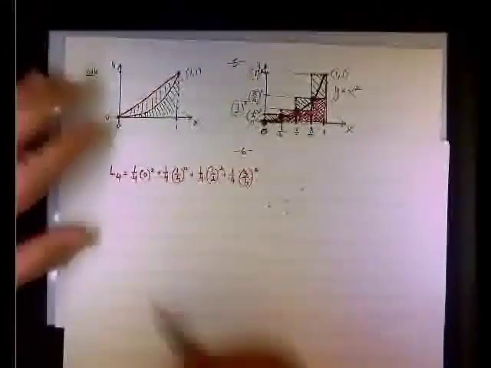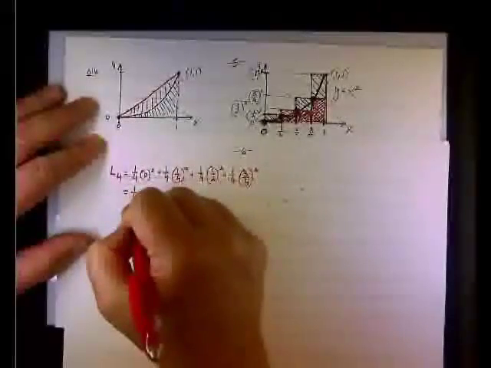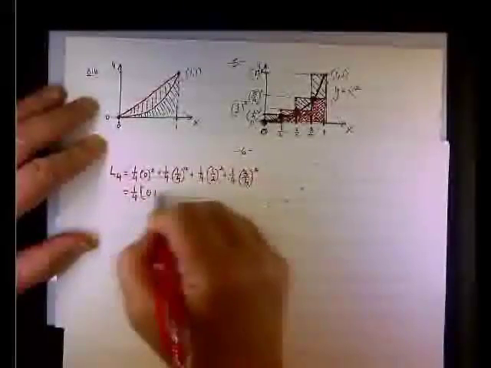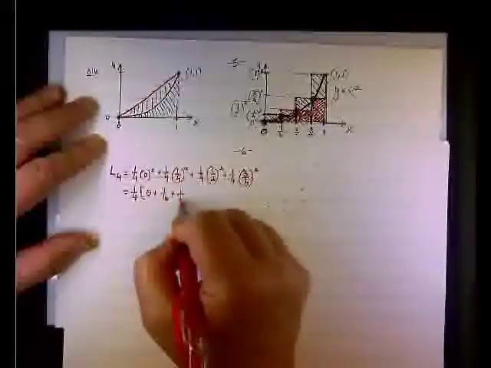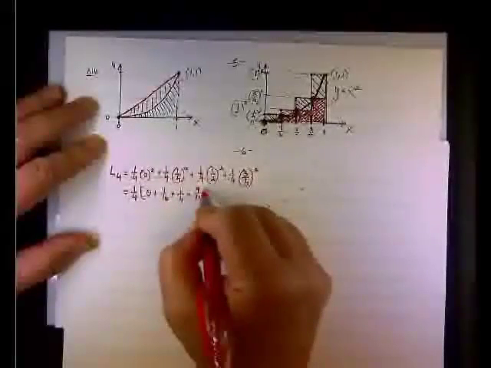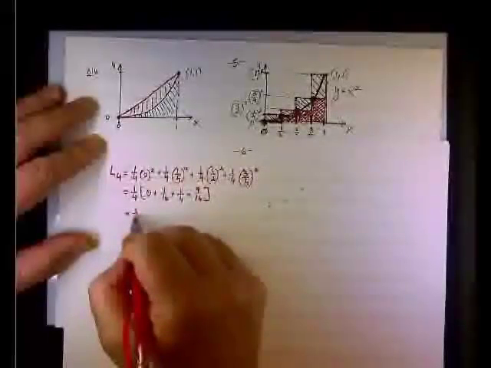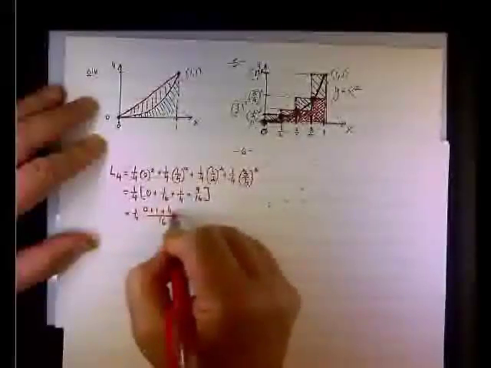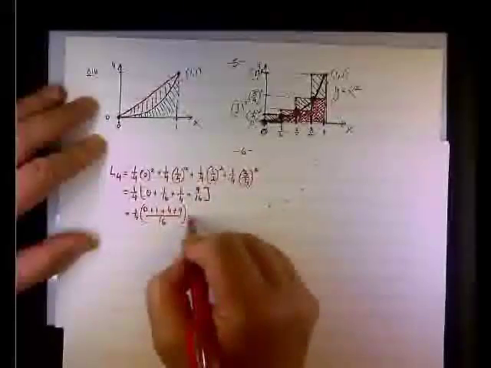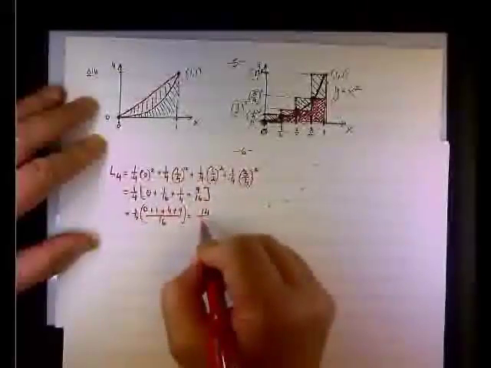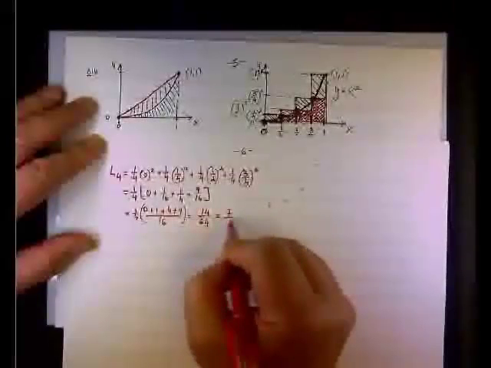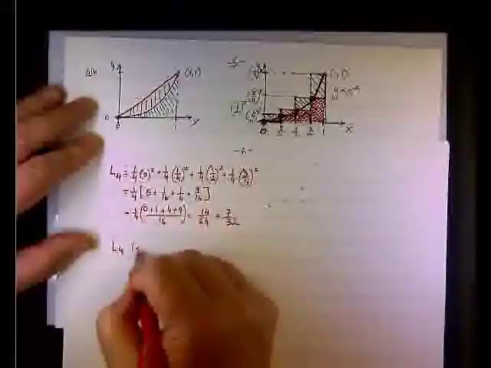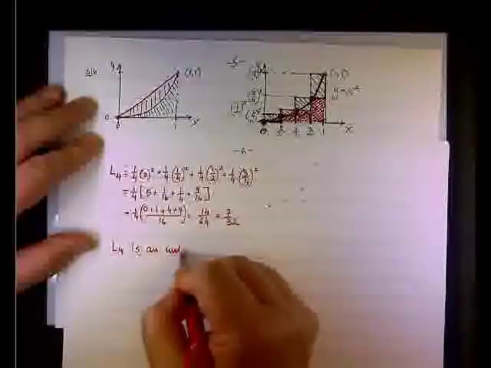So now we can simplify by first factoring out the 1/4, and then we have 0 plus 1/16 plus 1/4 plus 9/16. Again, the common denominator will be 16. So we'll have 0 plus 1 plus 4 plus 9. Like so, and we end up having 14/64, or 7/32. Now, this is an obvious underestimate. So L4 is an underestimate.